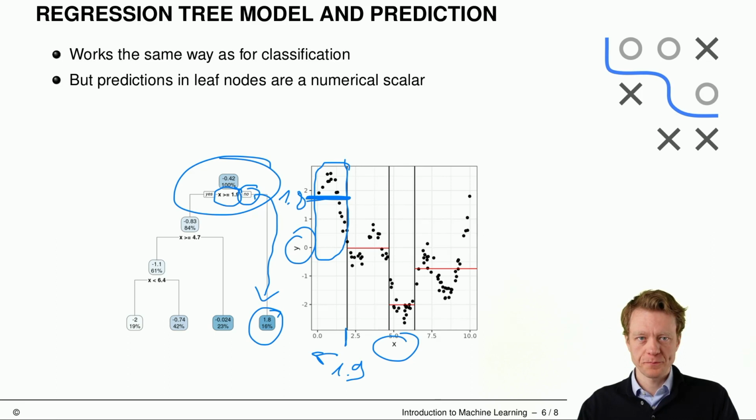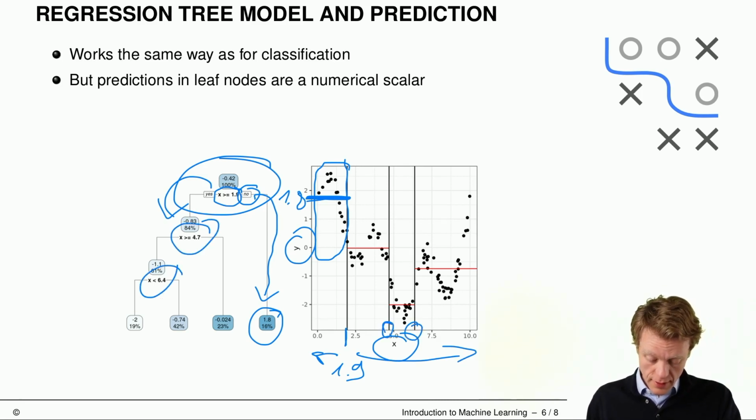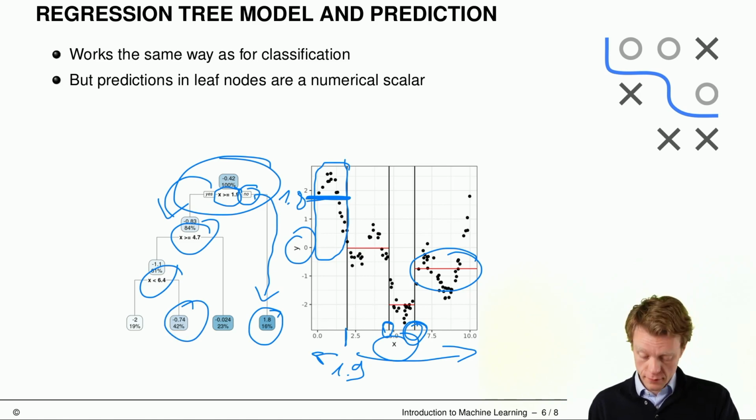but we will see that later. And then we can also go to the right-hand side and split several times at 4.7, at 6.4, and always have a constant prediction. So for example, in this case here, for the data points larger than 6.4, we have a prediction of minus 0.74.